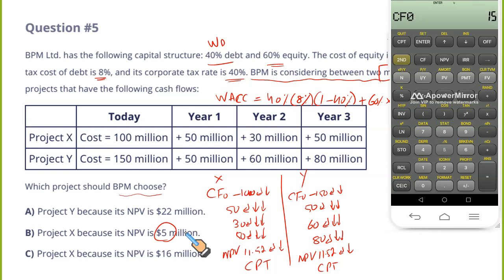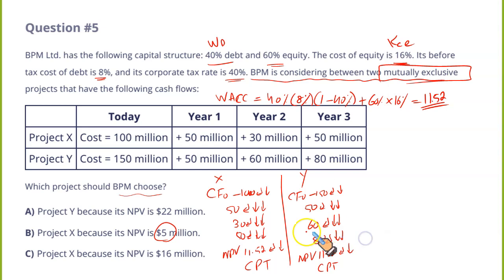Project Y, 150 is your initial investment. 50, enter, down arrow key twice. 60, enter, down arrow key twice. 80, enter, down arrow key twice. Then you need to press NPV, enter the rate 11.52, enter, down arrow key and CPT. This is 0.76. So the NPV for the second project is very low. For Project X, it was 5 million, compared to this project's NPV of 0.76 million.